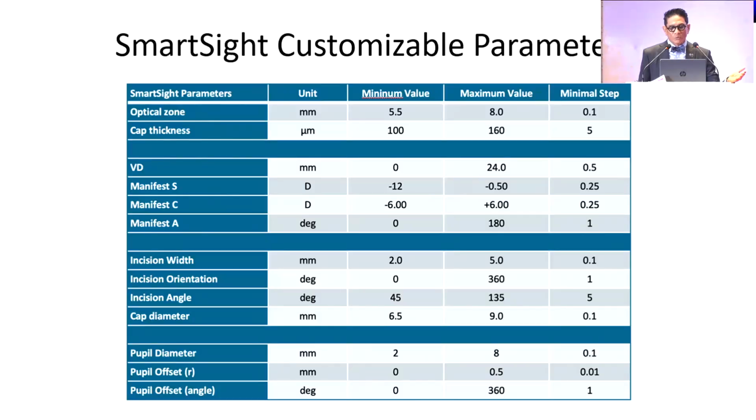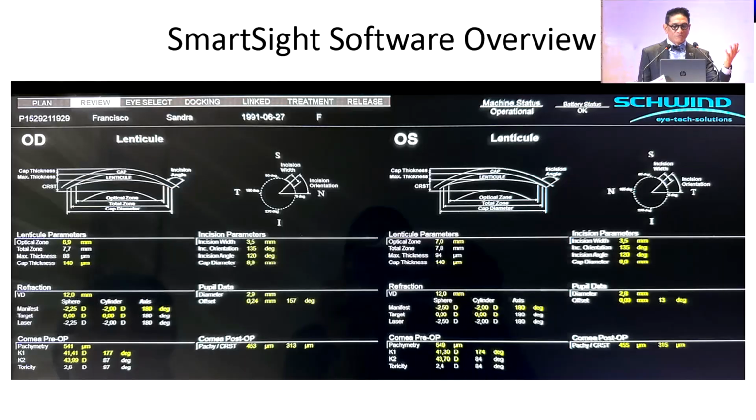Cap thickness between 100 to 160, I usually use a 140. Incision width between 2 to 5, I use a 3 to 3.5. And then the cap diameter is around 6.5 to 9. And this is just a view of the monitor that we see during surgery.